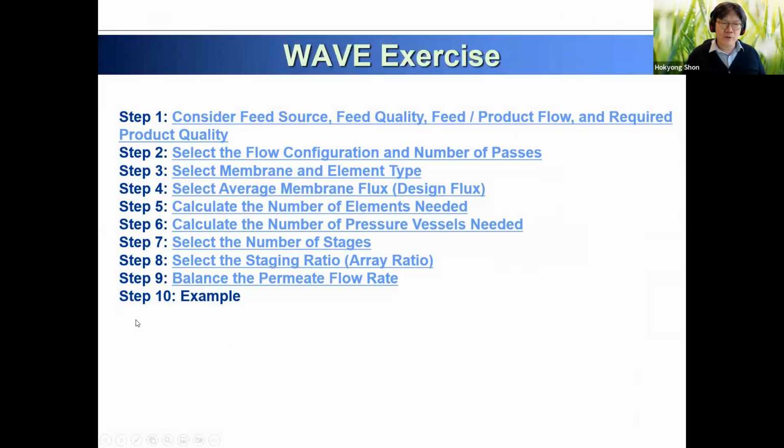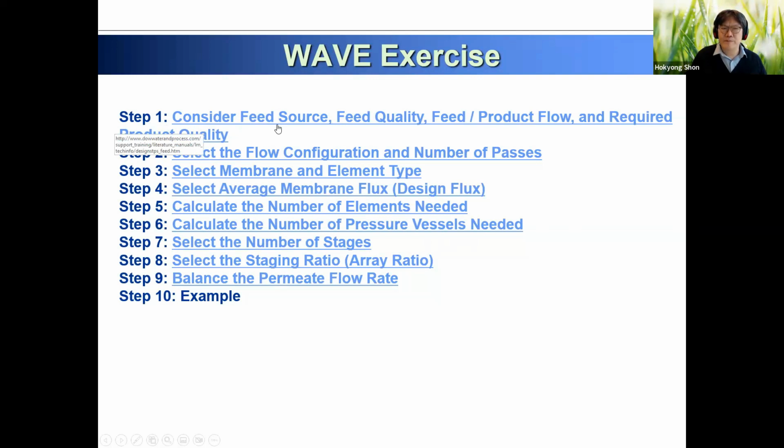Step 1 to 10. So we want to use a manual method. By your hands, you can calculate this kind of information. But if you have a very big size, like the Sydney desalination plant, you need to design 250 billion liter per day, so we can utilize the WAVE software. But for this kind of very small size, 300 cubic meter per day, we can do it by hand.